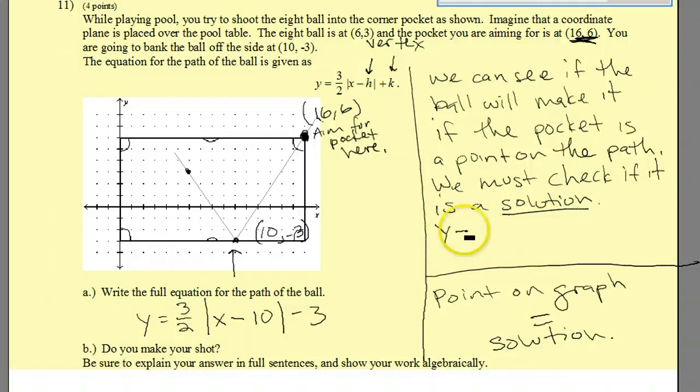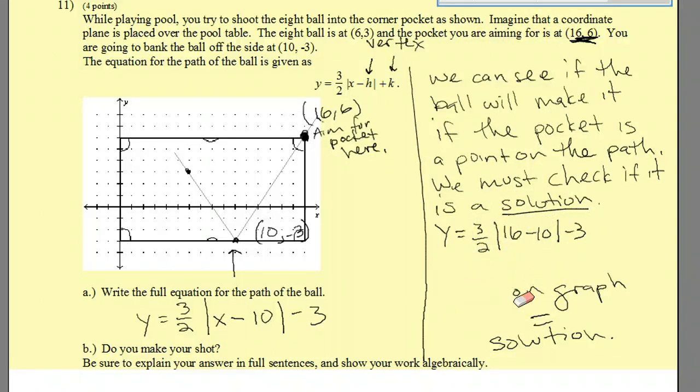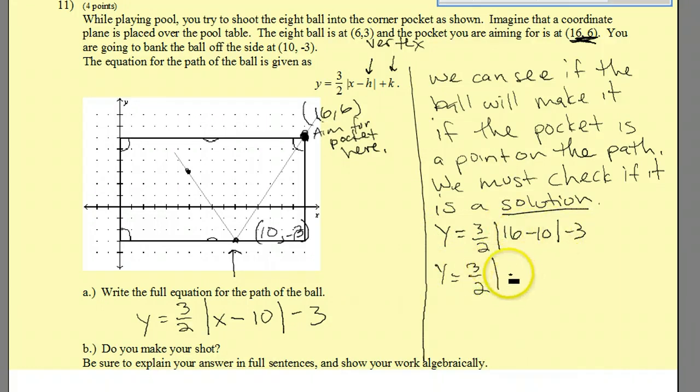So we get y equals 3 over 2 times the absolute value of x minus 10, our x is 16. And then we just work this out. So I'll make some more room here. Alright, so now working this out, let's see what happens. I get y equals 3 over 2 times, 16 minus 10 is 6, and the absolute value of 6 is again 6.